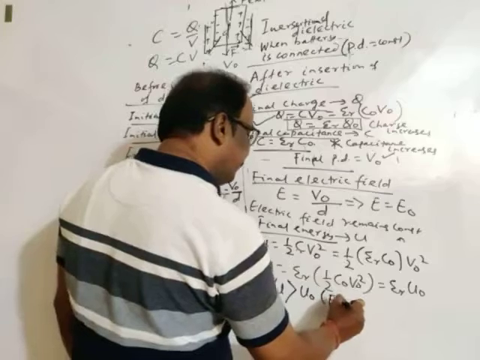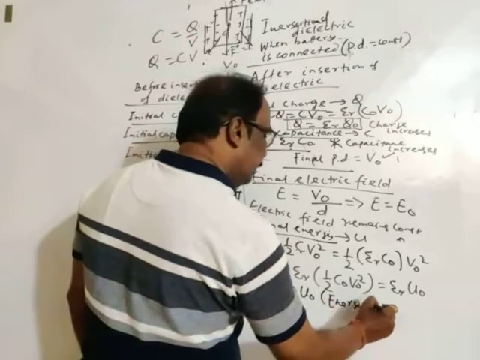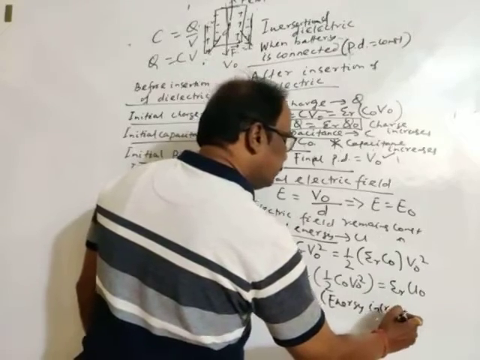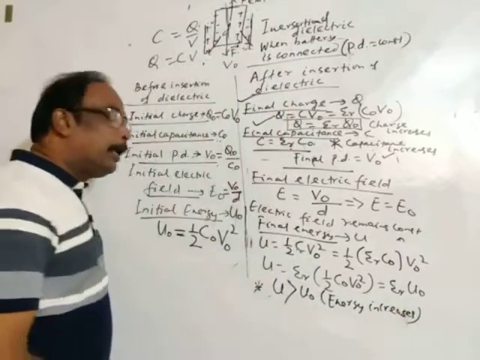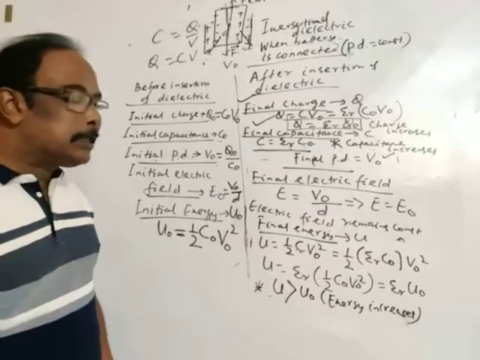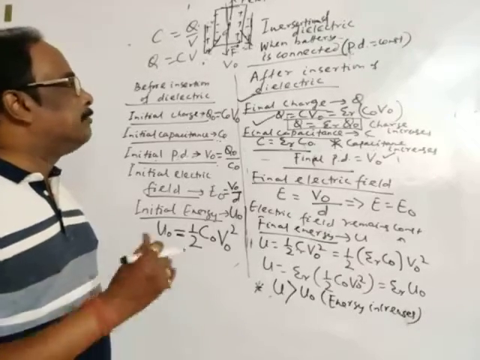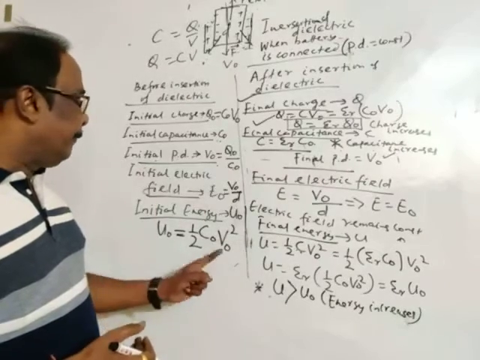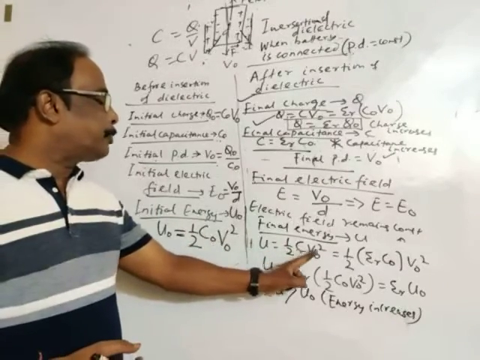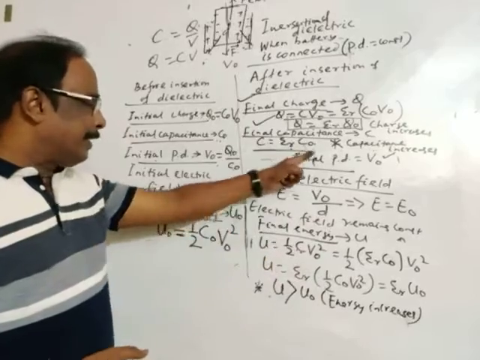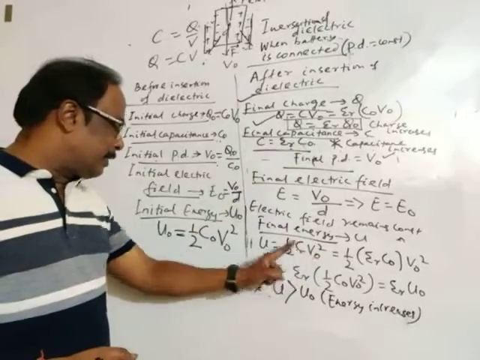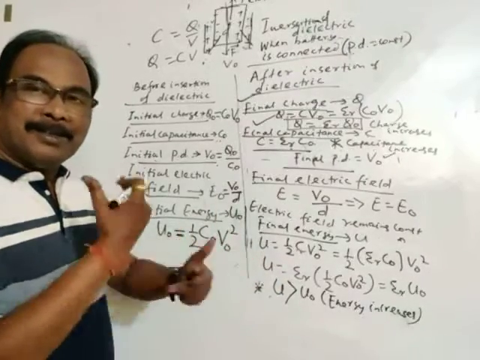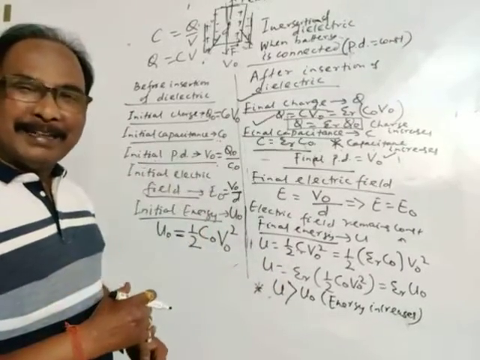The energy increases. Energy stored in the capacitor increases in the presence of a dielectric slab if the battery is connected. Half CV square: here the potential is the same, we again take V naught, but the capacitance is increased. Due to the increase in capacitance, the energy is increased.